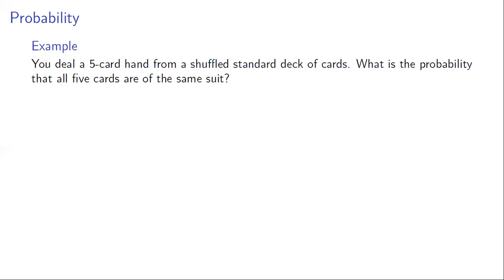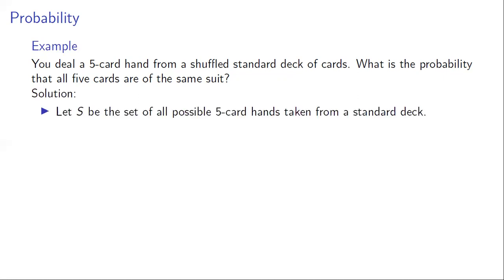It's just a hand of cards where I don't care about the order. Now, what is the probability that all 5 cards are of the same suit? Remember that a deck of cards has 4 suits: hearts, diamonds, clubs, and spades. What's the probability that either all 5 cards are hearts, or all 5 cards are diamonds, or all 5 cards are clubs, or all 5 cards are spades?